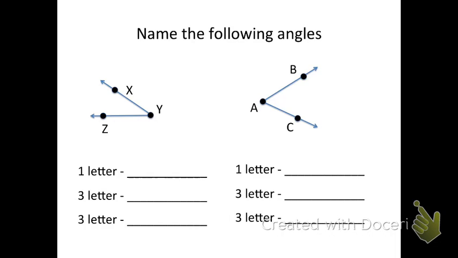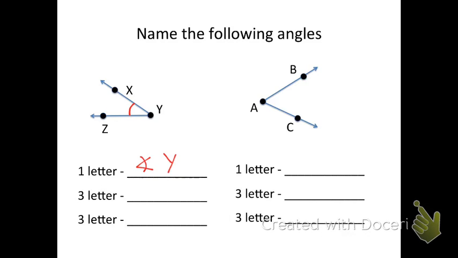Okay, so it says name the following angles. We have two images, and then below that we have one letter, three letters, and three letters. So we're going to name these, and these don't have a common vertex, so they should be relatively straightforward. The one letter is going to be talking about this angle. So we're going to call it angle Y because it is a single vertex and there's no sharing.